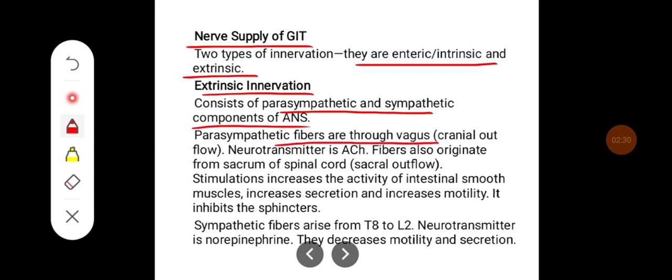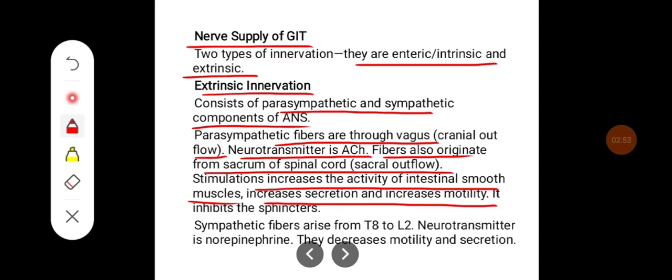Parasympathetic fibers are through the vagus, that is through the cranial outflow. The neurotransmitter secreted is acetylcholine. Fibers also originate from sacrum, that is also called sacral outflow. Stimulation increases the activity of intestinal smooth muscle and increases the motility. It also inhibits sphincter. They cause the relaxation of sphincters.